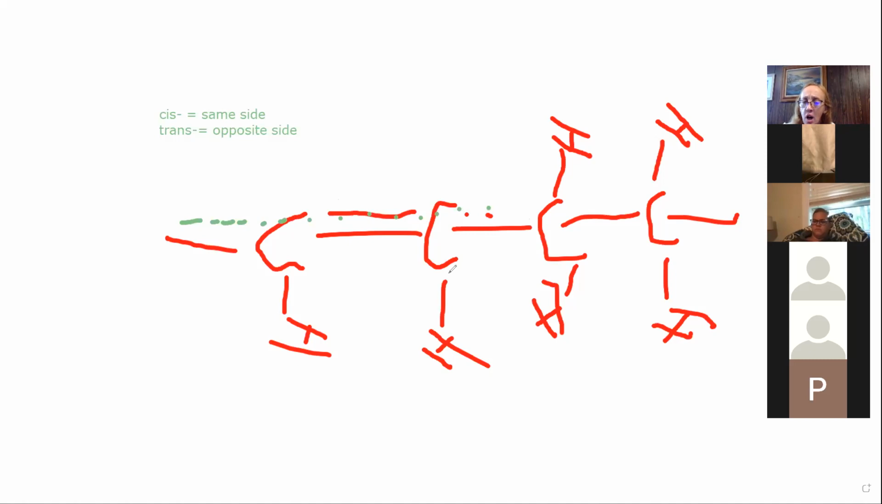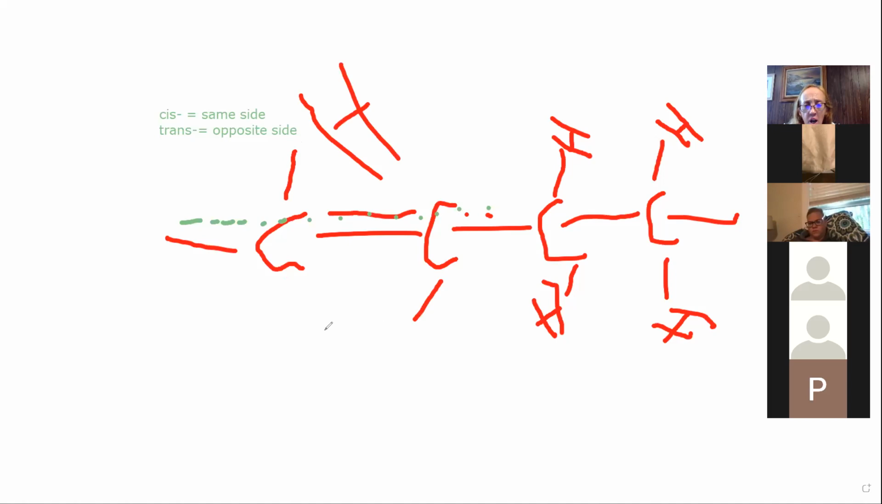If the bound groups are in the same plane, like these two right here, they're on one side of that bond, and they're on the same side. They're both on the same side. That's a cis double bond. If instead they are trans, one will be on one side and the other one will be on the other side. And I like to think of trans as meaning you have to transfer to the opposite side.